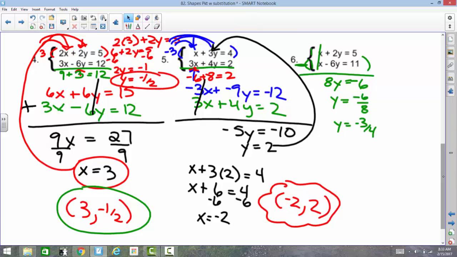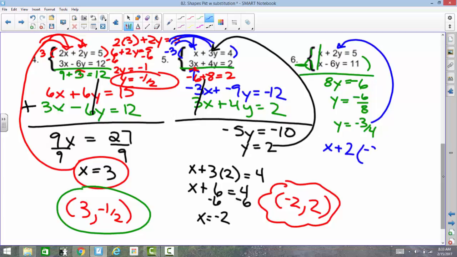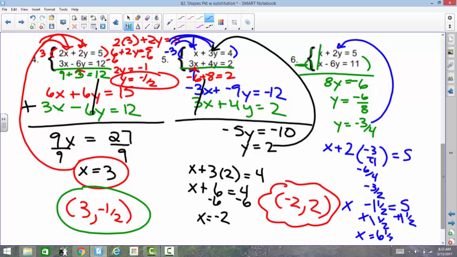And then you would plug that in. The top one looks a bit easier to work with. So x plus 2 times negative 3/4 equals 5. 2 times negative 3 is negative 6 over 4. So negative 6/4 is the same as negative 3/2, which is negative 1/2. So x minus 1/2 equals 5. You would then add 1/2. So x is equal to 6.5. So your ordered pair solution is 6.5, comma, negative 3/4.